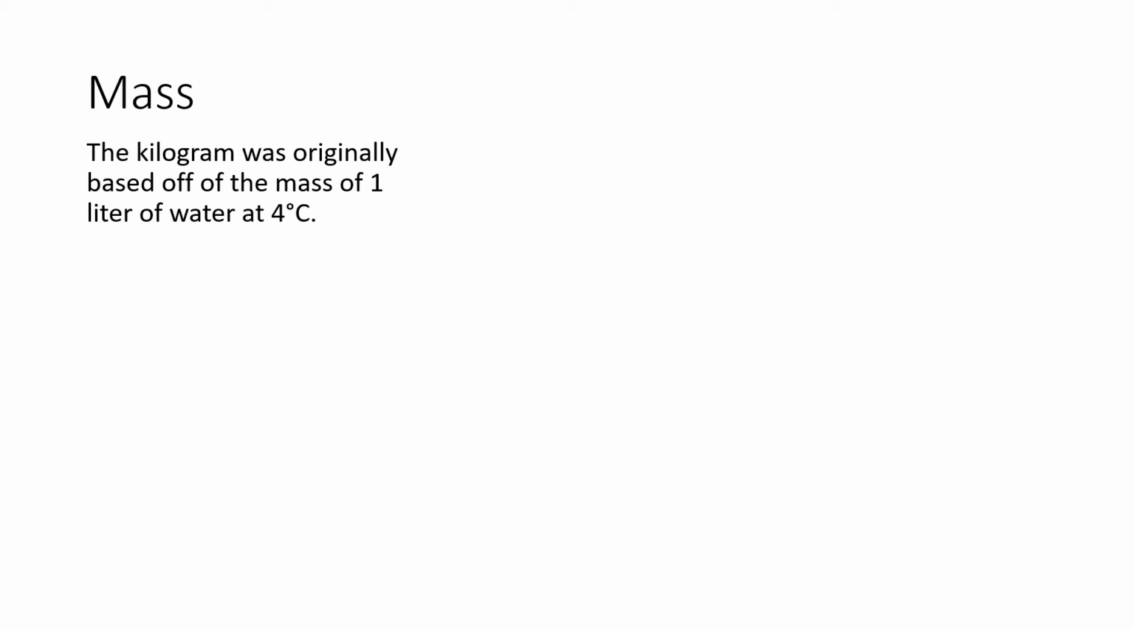Mass, it's a similar sort of story. It was very vague, and then it got a lot better. It was originally based off of how much water is kept in a jar at a specific temperature. And so that was just good enough for the time. That was a kilogram, just 1 kilogram of water. But you see, it's very vague. It can change just a little bit from case to case.